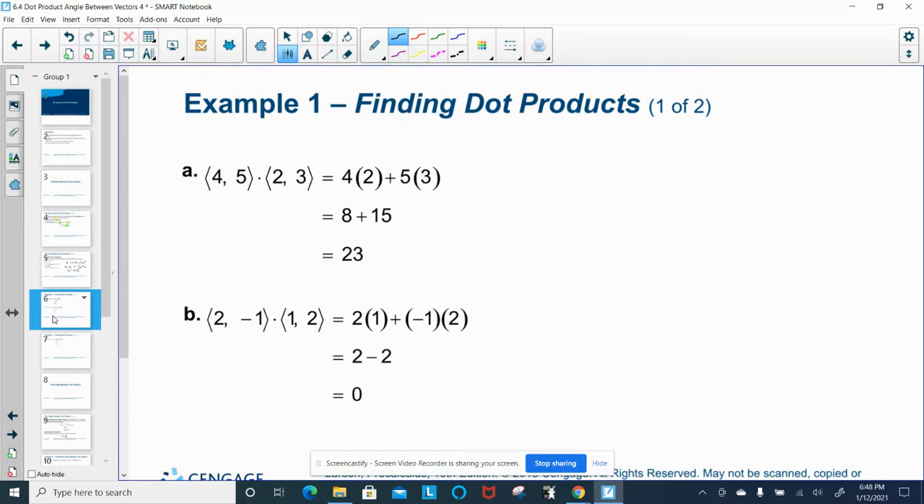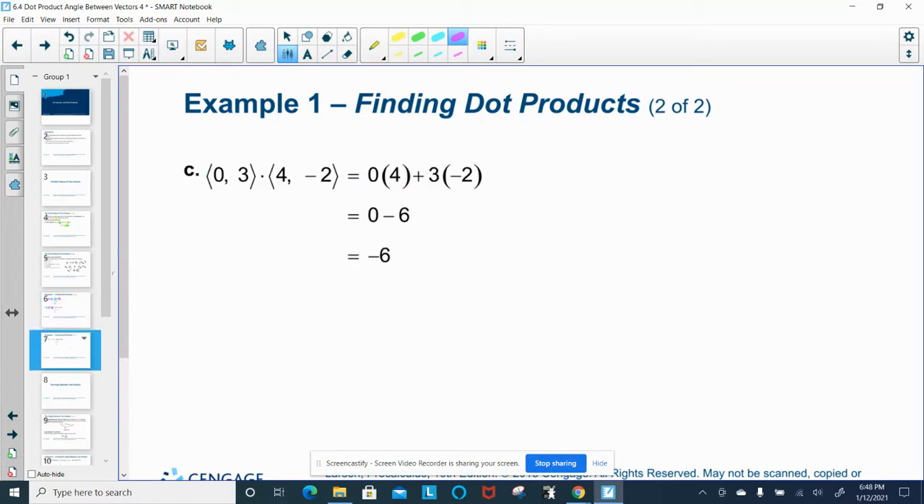Here's an example of some dot products. So they're taking the horizontal component, the vertical component, multiplying them, add that together, get the dot product. Horizontal component, 2 times 1. Vertical component, -1 times 2. 2 plus -2 is 0, dot product.